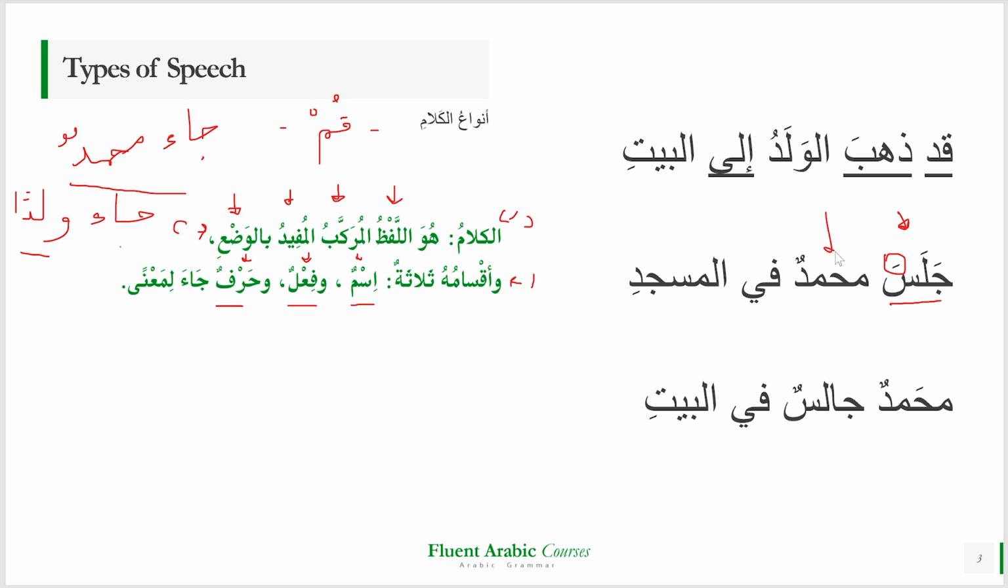محمد is a noun, so you have to know the i'rab of Muhammad. Fi is again a particle, and all particles are mabni, so we don't have to worry about this word either. Al-masjid is again a noun, and we need to know the i'rab. So by breaking down the sentence, now we have eliminated the parts which are mabni or fixed.